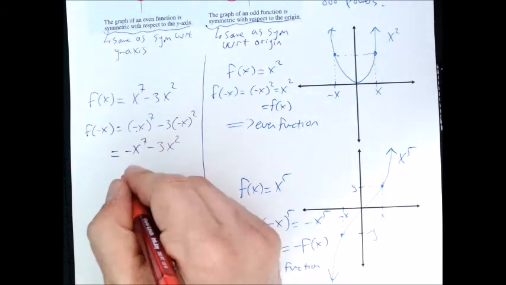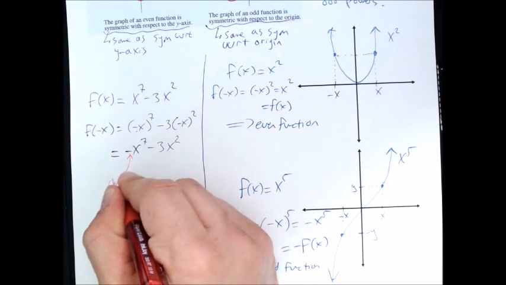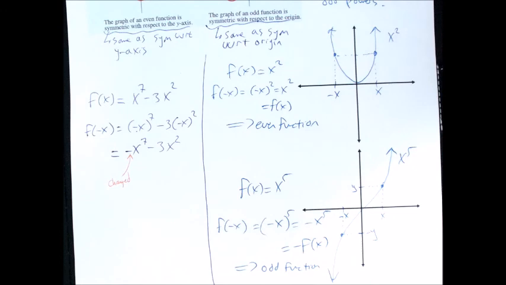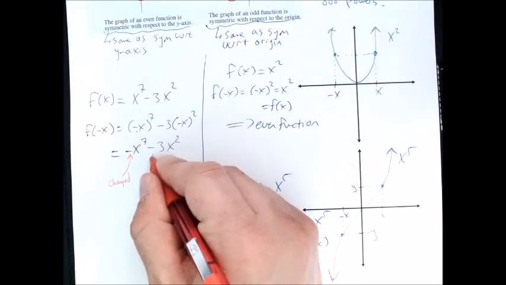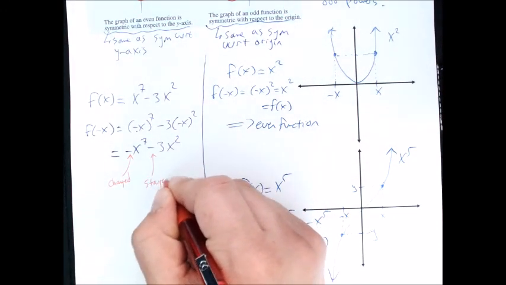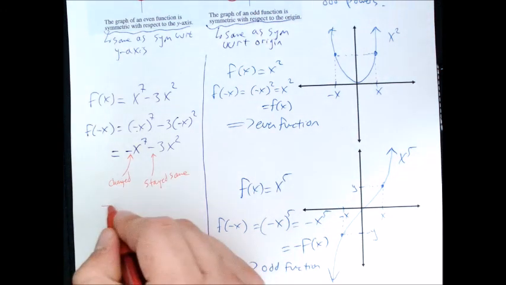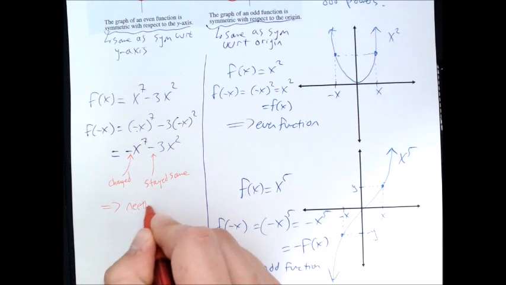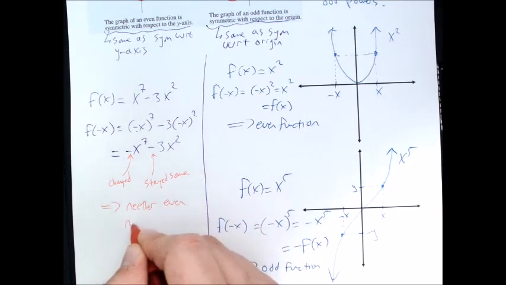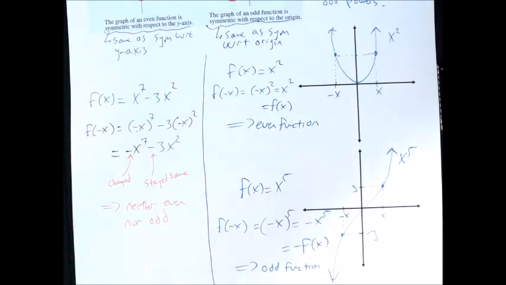And so what we see here is this negative sign changed, which implies odd, but this negative sign stayed the same. And so we had a little of both in that one. It didn't completely stay the same, and it didn't completely switch all the signs, so this is neither. It's neither even nor odd. In other words, that one just doesn't have symmetry with respect to anything. If we graph that one, it's not going to be symmetric. It's going to be all over the place.